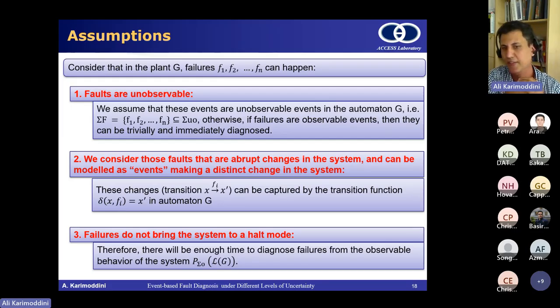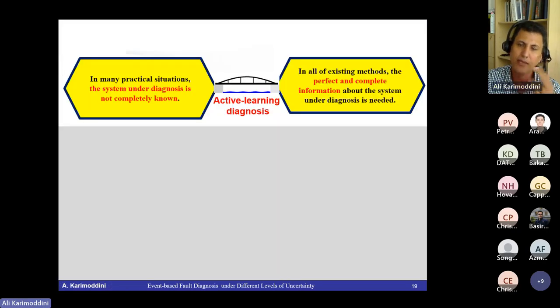And then the other thing is that we assume that the fault does not bring the system to a halt, so that the system continues operation, and we have enough time to observe the behavior of the system and diagnose the fault based on that observation. We don't expect the system to be fully observable. Under partial observation, we still need to be able to observe the behavior of the system and detect the events that are happening in the system. And as I mentioned, we're going to be using active learning techniques.